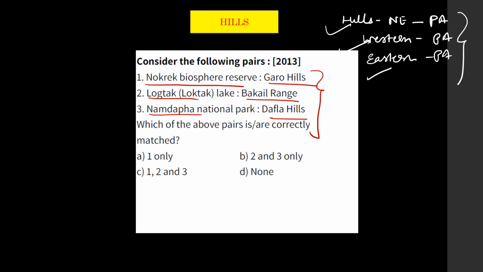Particularly in the NCERT, you will see they have given a lot of hills. They have given here Seshachalam Hills. Okay, like that they have given a lot of hills. So you should know which are the protected areas around that hill.